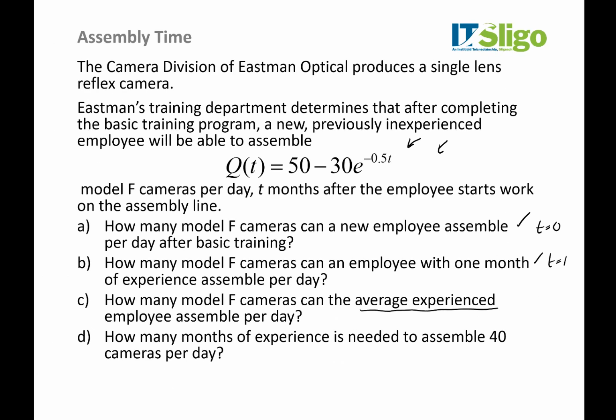So we kind of say, well, what does experienced mean? So we take a look, well, we let t equal 6. 6 months experience, a year, and then 2 years. That is, somebody who's working 2 years would certainly be very experienced. And the final question, D, how many months of experience is needed to assemble 40 cameras per day? So what we have to do now is put 40 in here for Q, and then manipulate for T, or solve for T. It'd probably be more correct. So we'll take a look at each of these.